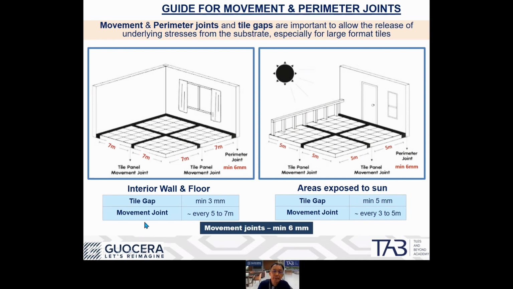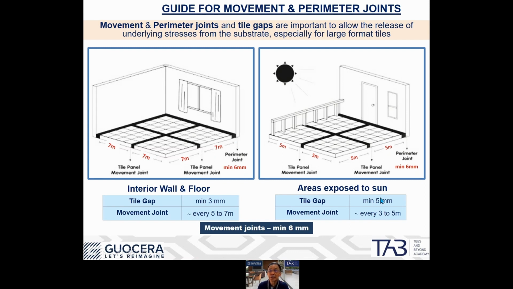Now this is the guide for the incorporation of the tile joints, the movement joint, and the perimeter joints. For internal areas that are not exposed to sunlight, the tile gap is recommended to be a minimum of 3 millimeters. Movement joints are recommended to be allocated roughly every 5 to 7 meters. Again, this depends on the size of the area and also on the size of the tiles. Perimeter joints are basically when the floor tile reaches the wall, and it also has to have a minimum 6 millimeter gap.